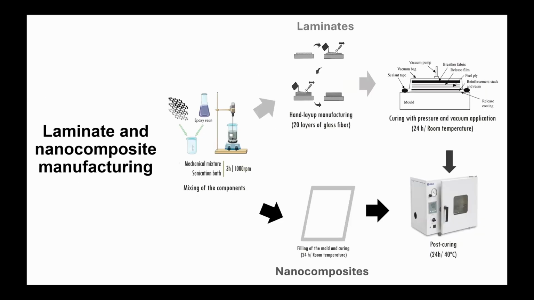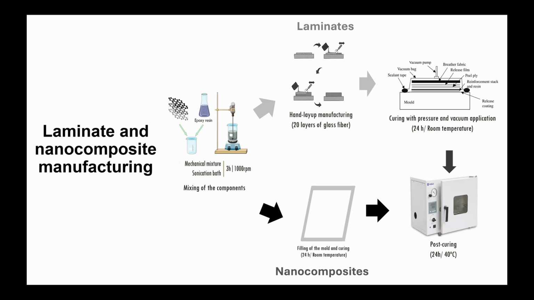To fabricate our laminates, the process was similar for both. In the case of the laminate, first we mixed our components for 3 hours at 1000 RPM, mixing our resin with our nanoparticles with ultrasound assistance. For the fabrication of the laminate itself, we used 20 layers of glass fiber, fabricated through the traditional hand layup method. After that, we cured the laminates for 24 hours at room temperature using pressure and vacuum to remove the air bubbles, followed by a post-cure for 24 hours at 40 degrees.